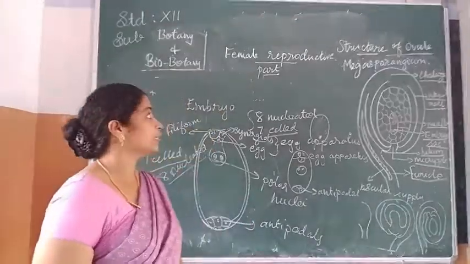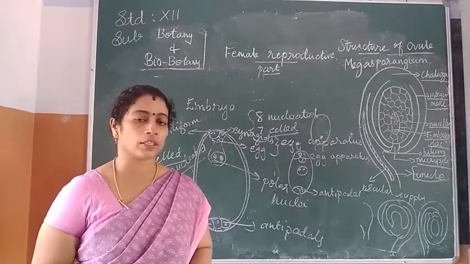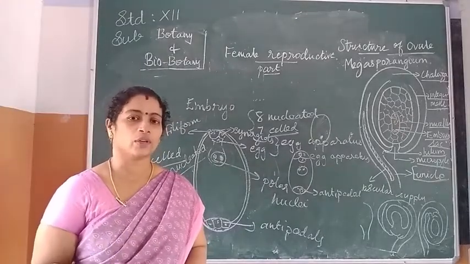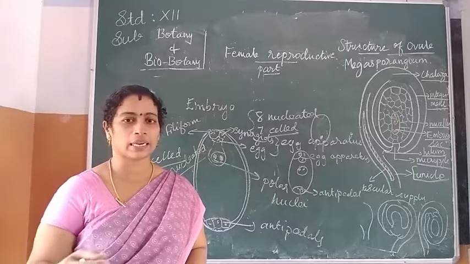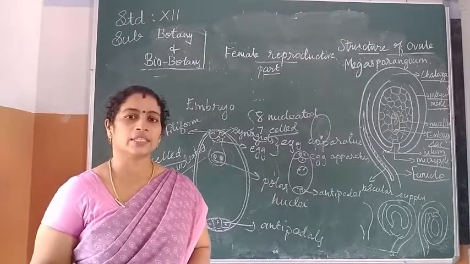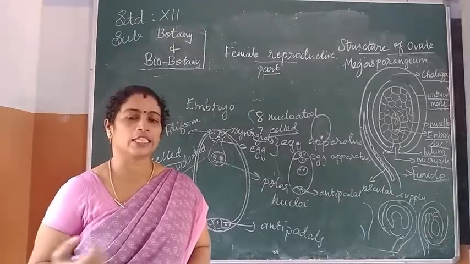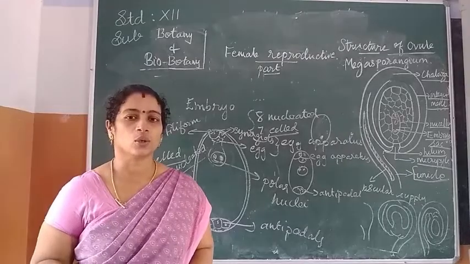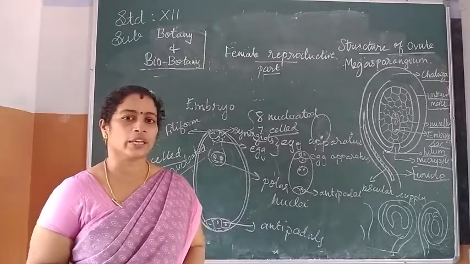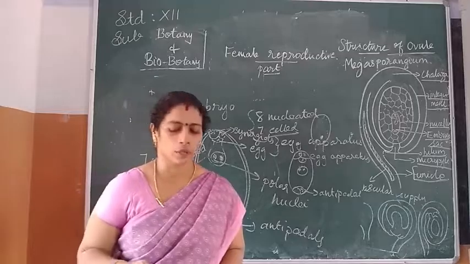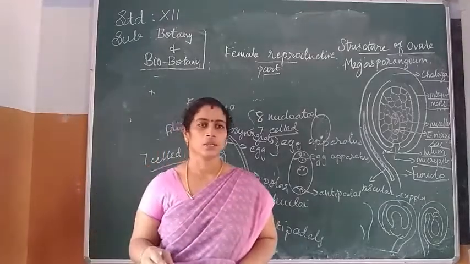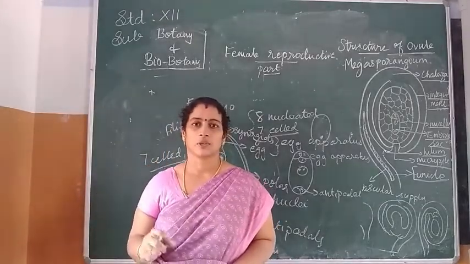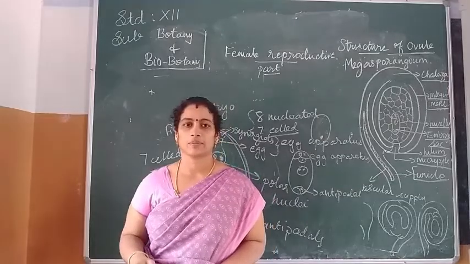So we have completed the female reproductive part of the flower. Next, we have to study about pollination, fertilization, and the events happening after fertilization, that is post-fertilization changes. So that's all we have studied today. Our portions have been completed today. The female reproductive part we have completed.